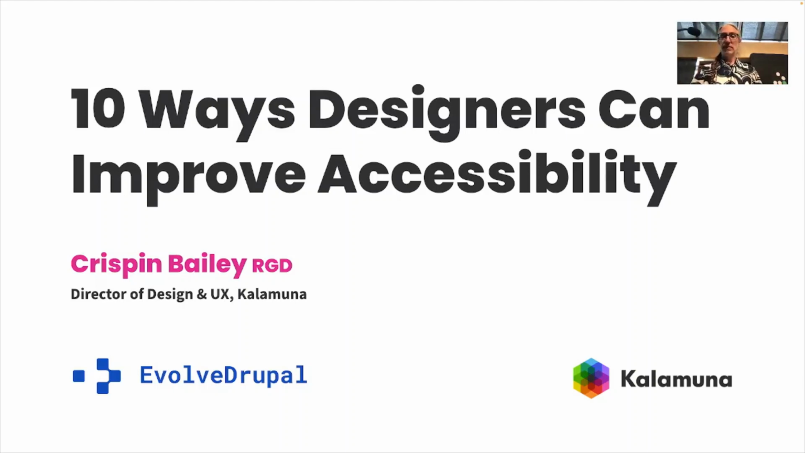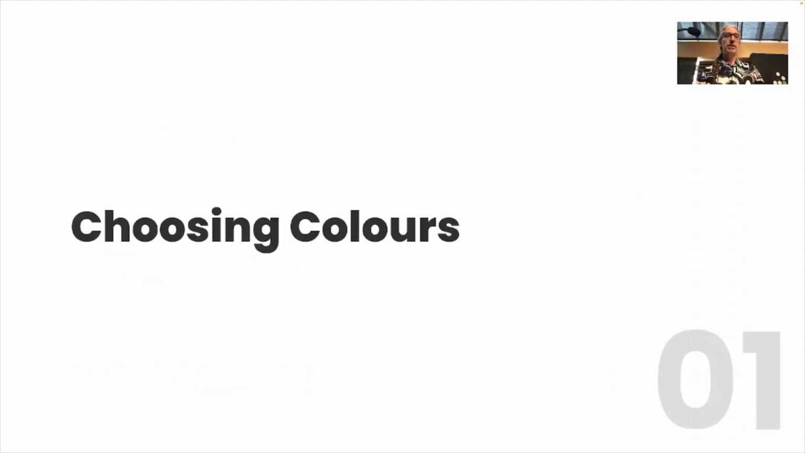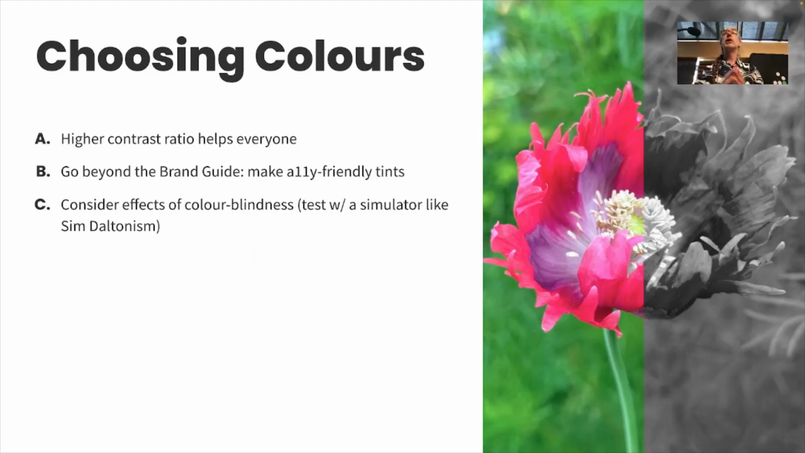Let's get into number one. Is it clicker? All right. Choosing colors. You probably already know about the minimum color contrast guidelines, the ratios, I mean, you need to meet the accessibility guidelines. But there's more to it than that.